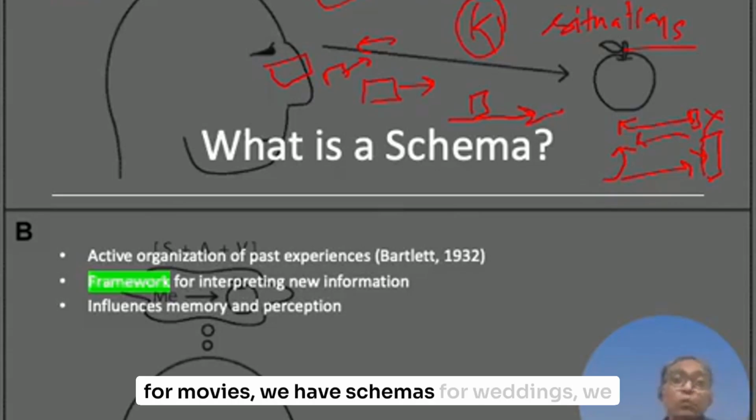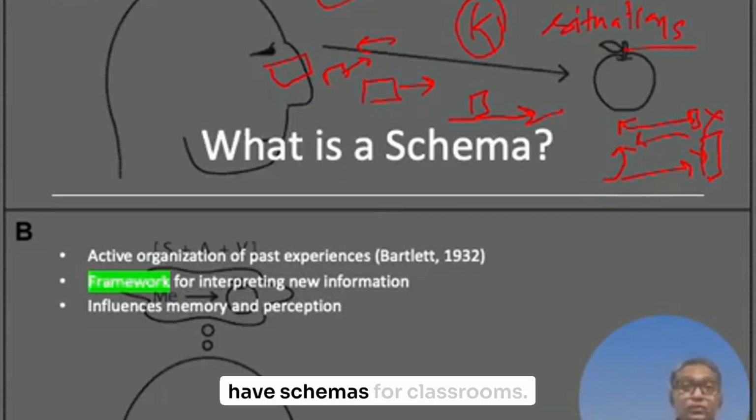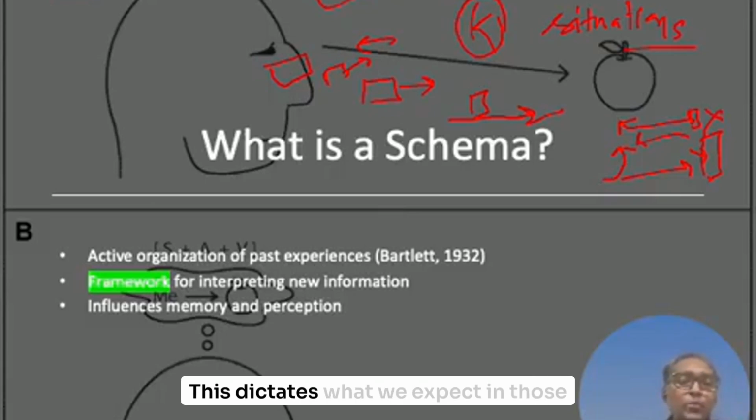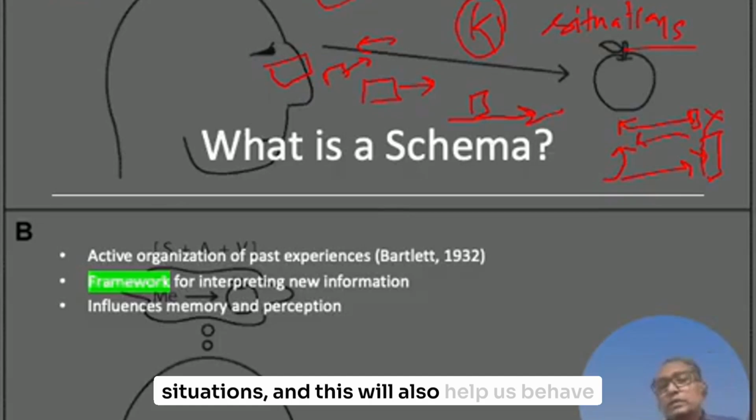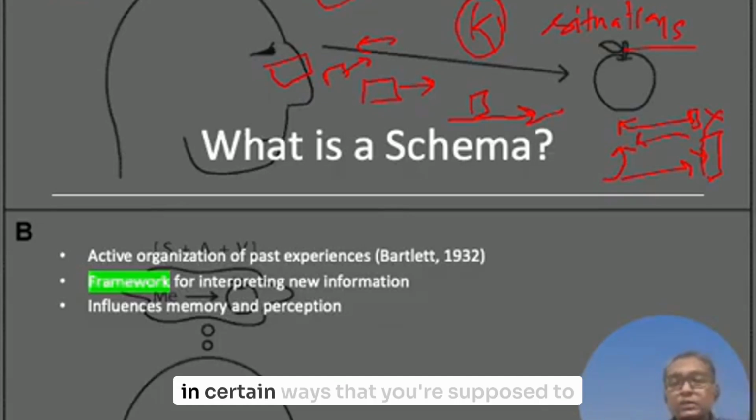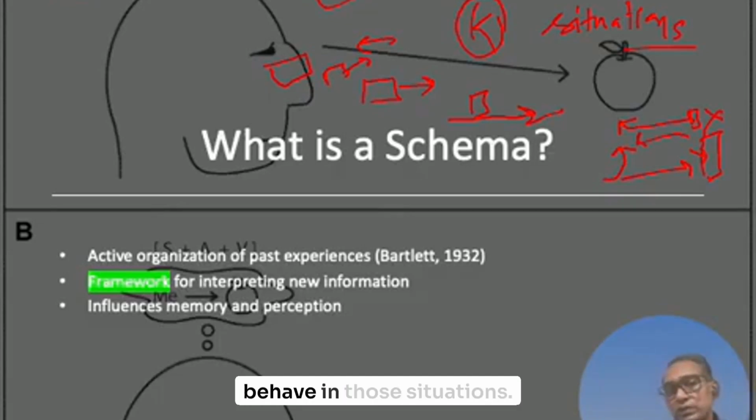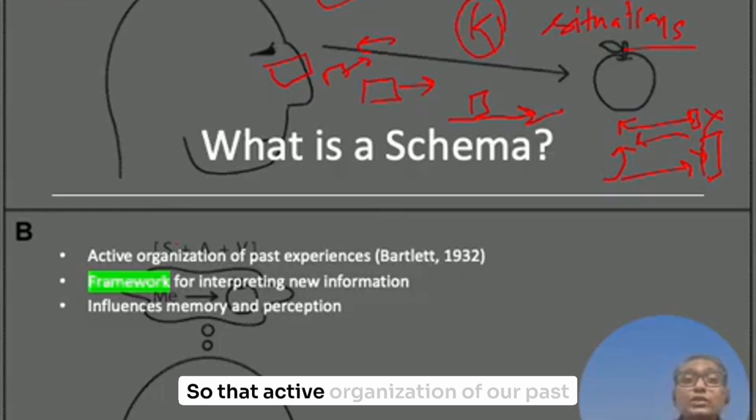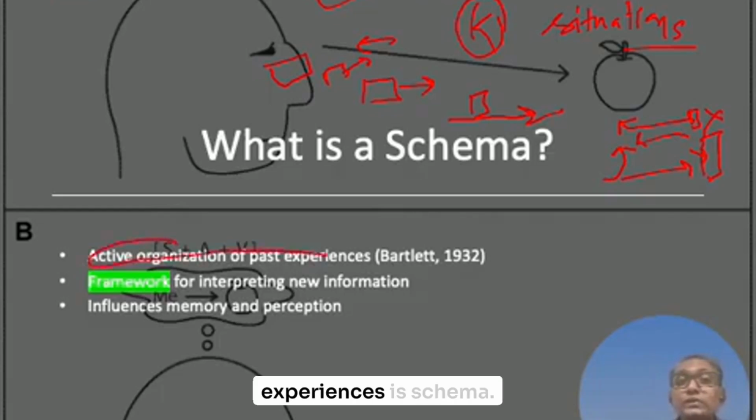We have schemas for weddings. We have schemas for classrooms. These dictate what we expect in those situations. And this will also help us behave in certain ways that you're supposed to behave in those situations. So that active organization of our past experiences is schema.